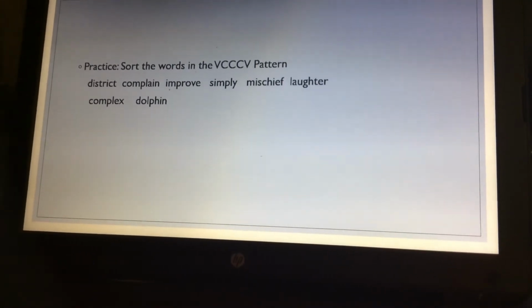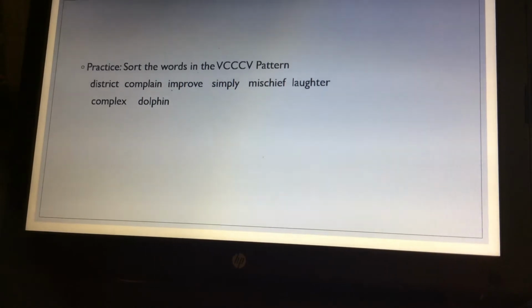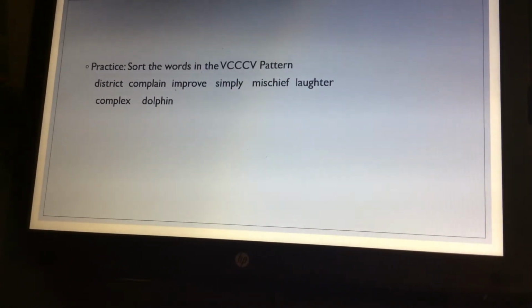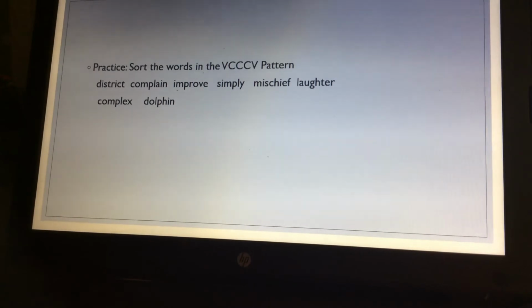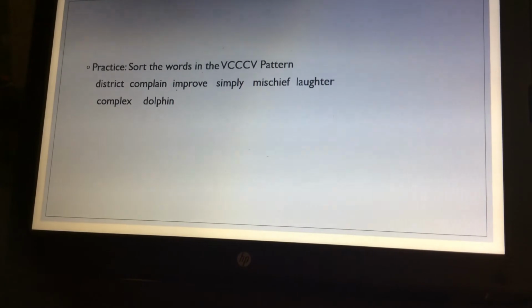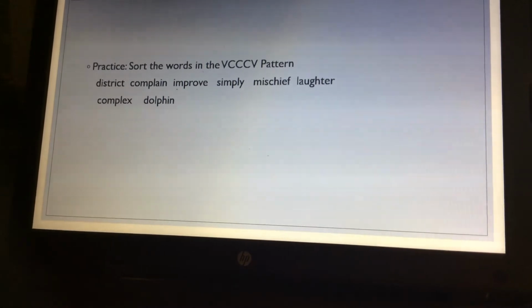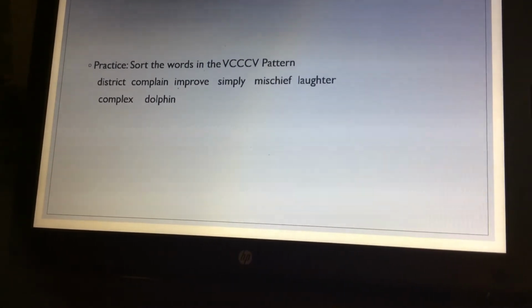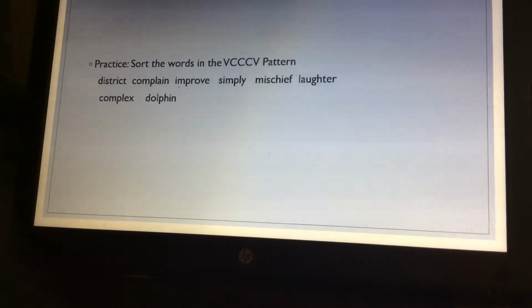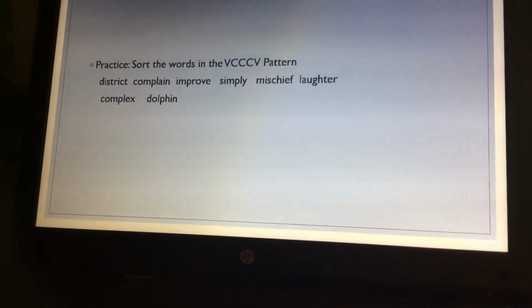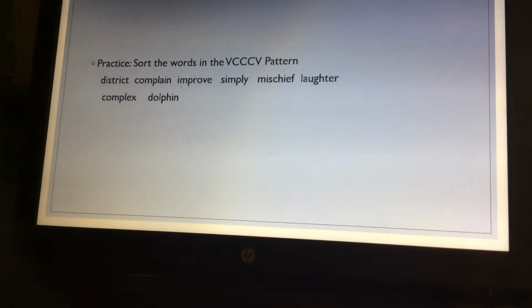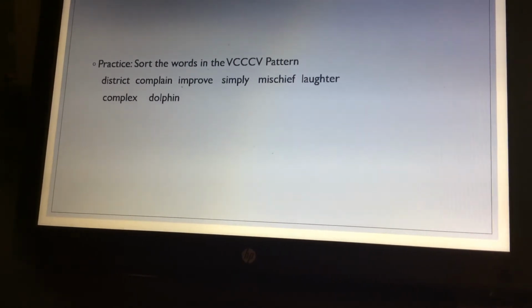Okay, what I want you to do now is pause the video and sort the words in the VCCCV pattern. We have done this in class before, so you need to make 2 columns. Your words are district, complain, improve, simply, mischief, laughter, complex, dolphin. You need to pause your video now, and when you are ready, please resume by hitting play.